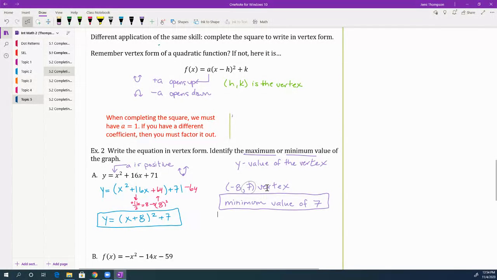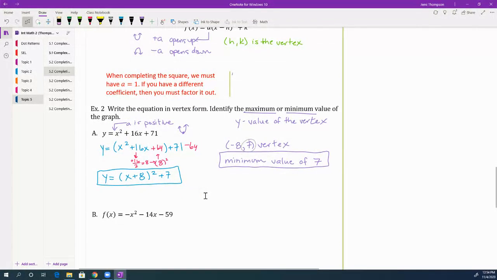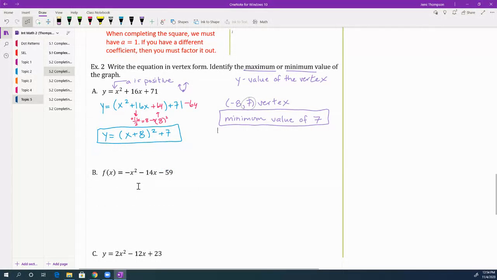I'm going to do it again for B and C. Hopefully that felt quite a bit easier than when we started this lesson. But I am going to add a step. It's actually going to be adding 2 steps, because now I don't have a equal to 1. Now for this problem, I have a equal to negative 1. So I have to do something else first.